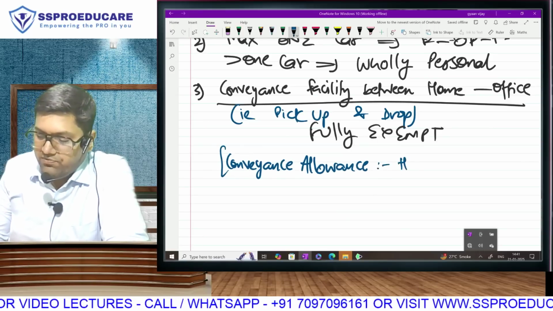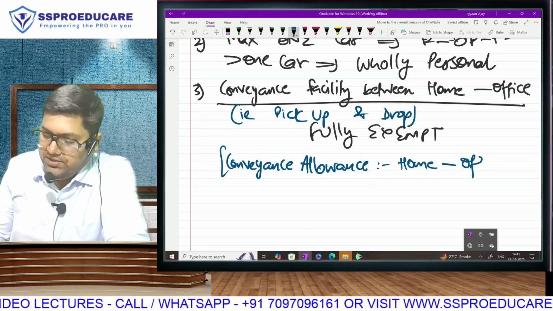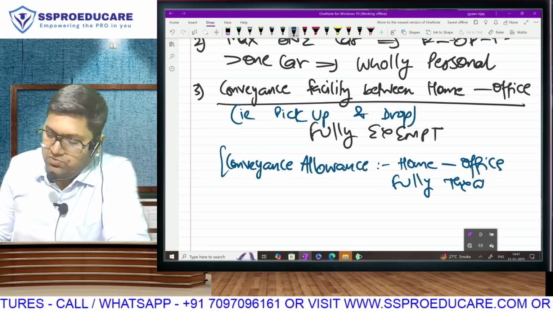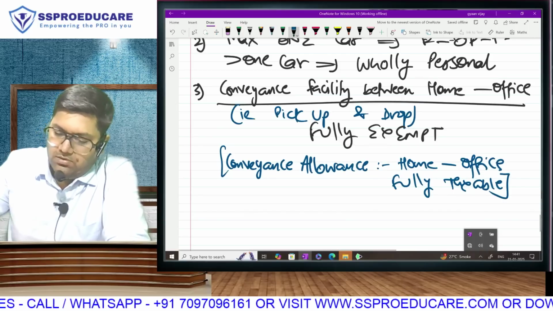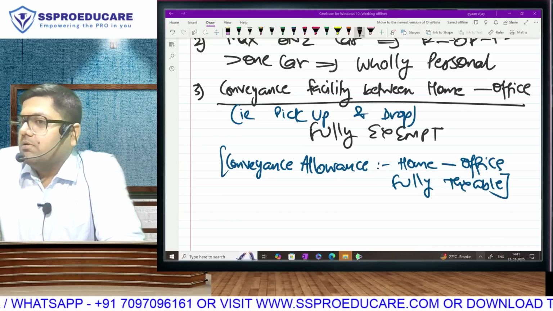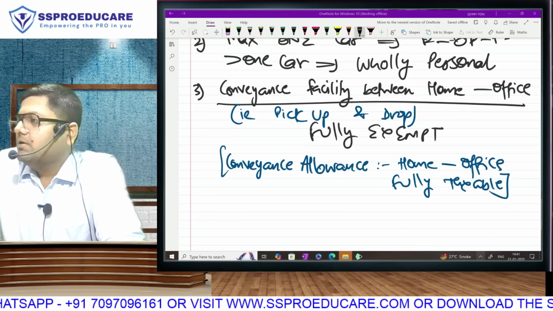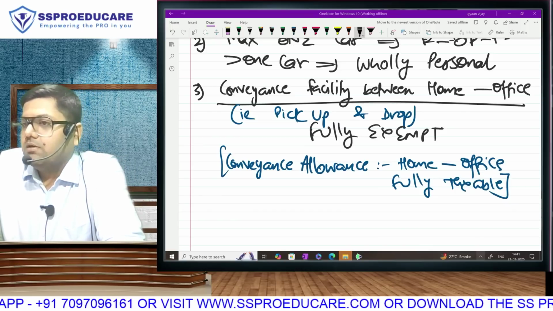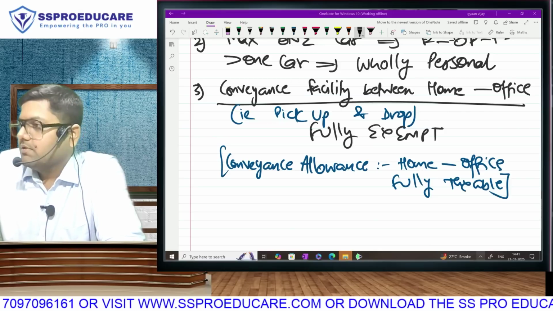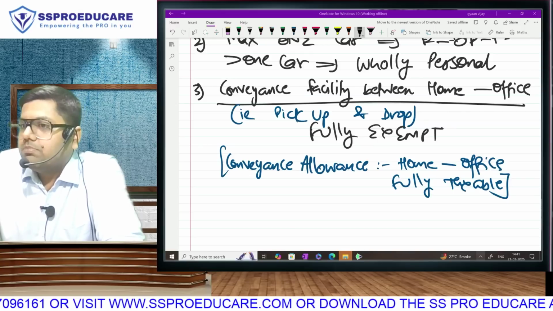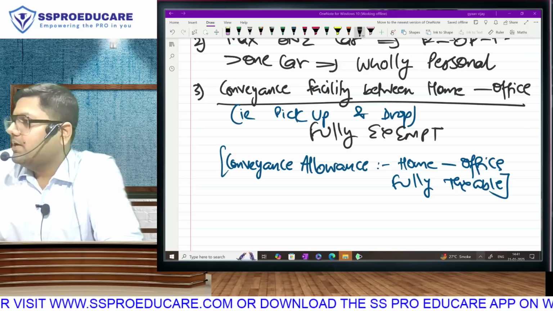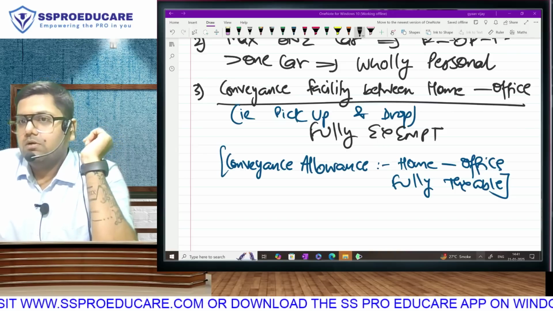Conveyance allowance, if it was given between home and office, it was fully taxable. So tax benefit is only if pick up drop. If money is given, it will be fully taxable. Sir, why? So when they are giving you pickup drop, they are basically doing it for themselves. Money they are giving you, you can make whatever use you want.